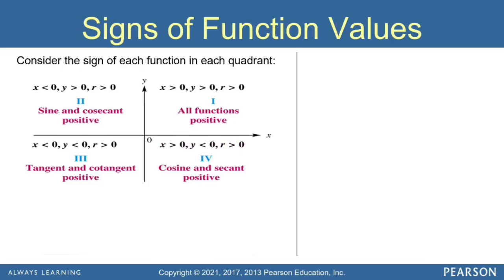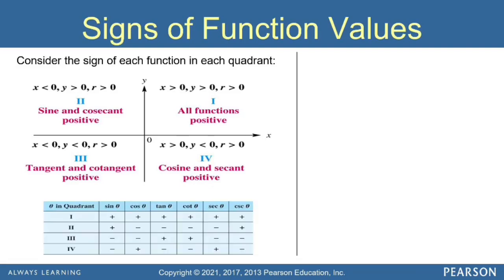And in quadrant 4, we have positive x coordinates but negative y coordinates. So x over r, which is cosine, will come out positive, its reciprocal will come out positive, but all the other four functions will come out negative.